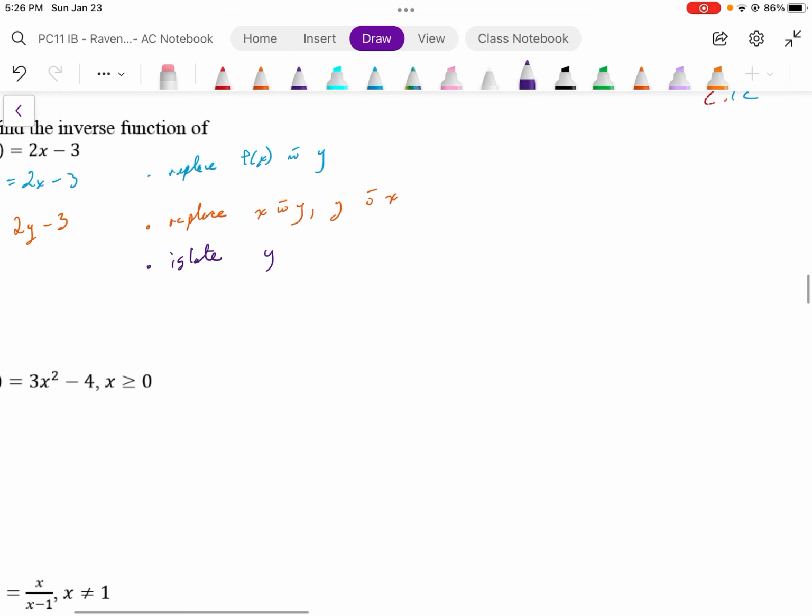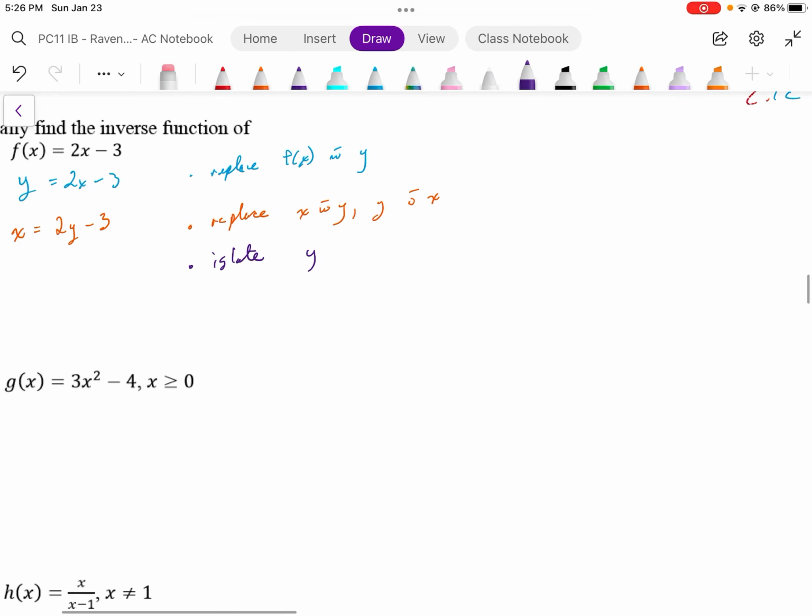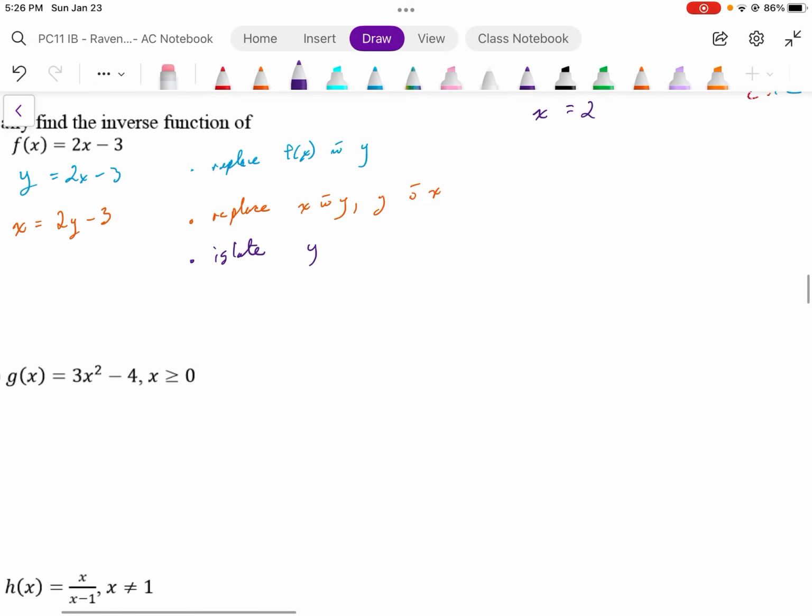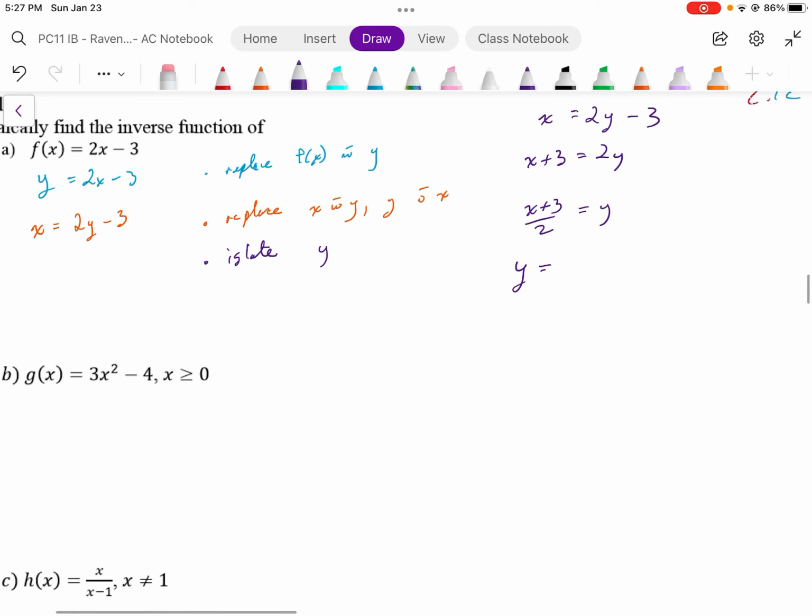So perhaps I'm going to go over here, and I'm just going to rewrite this. Pardon me, that was incredibly wrong for a bit. So x is equal to 2y minus 3. I'm going to add 3 to both sides, and then I'm going to divide both sides by 2. So in other words, I have y is equal to x plus 3 over 2. And this is my inverse function.